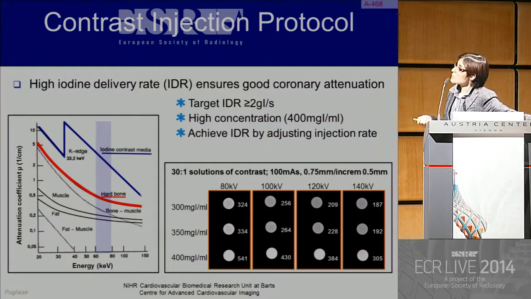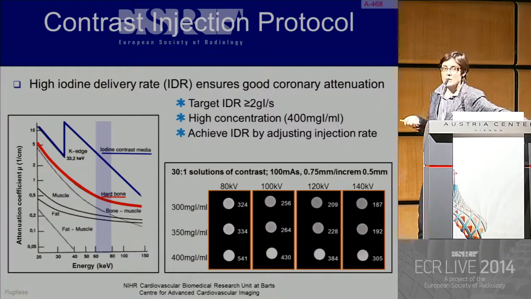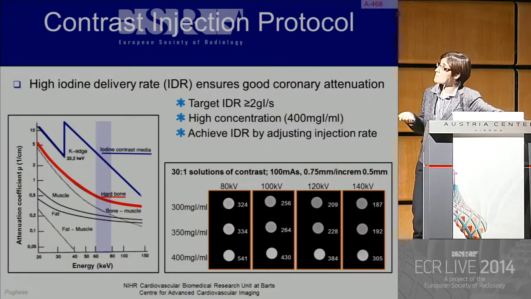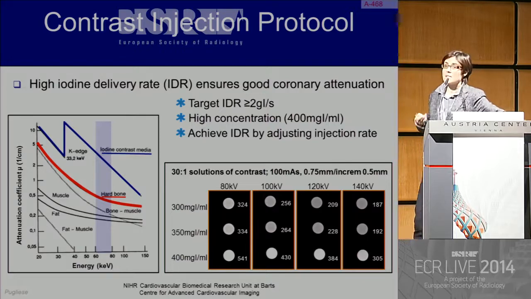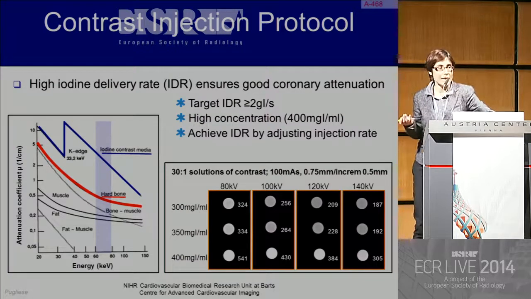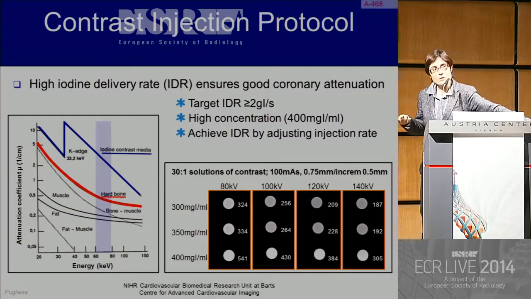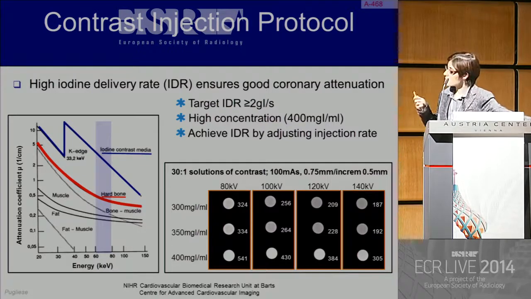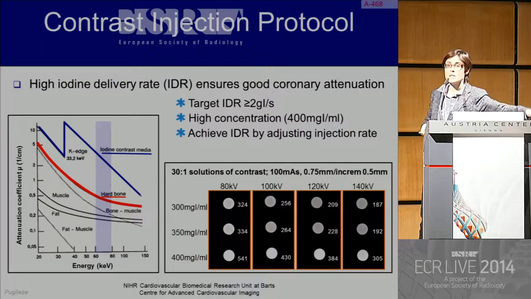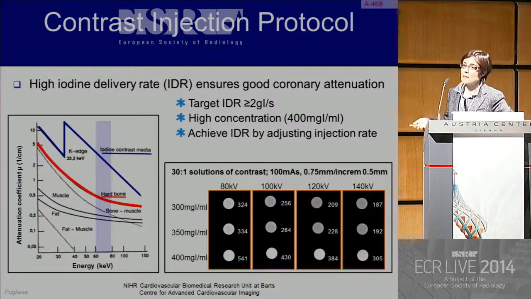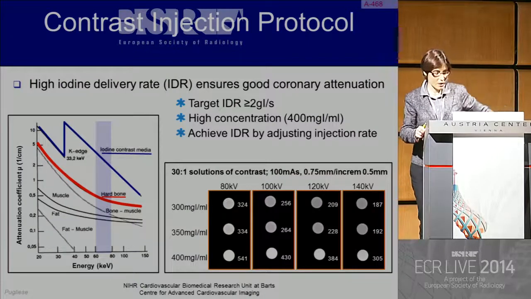As a rule of thumb, you have to bear in mind a target of 2 grams of iodine per second as iodine delivery rate. That can be achieved if you use a high concentration contrast agent with a concentration of 400 milligrams of iodine per mL. That equals injecting at 5 mL per second, and you will have an iodine delivery rate of 2 grams per second. If you're using a different concentration for your contrast agent, then you can still achieve the same target iodine delivery rate by adjusting your injection rate, because you just multiply your injection rate times the concentration of the contrast agent.